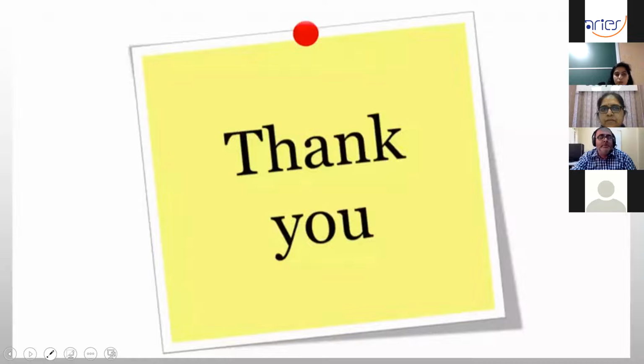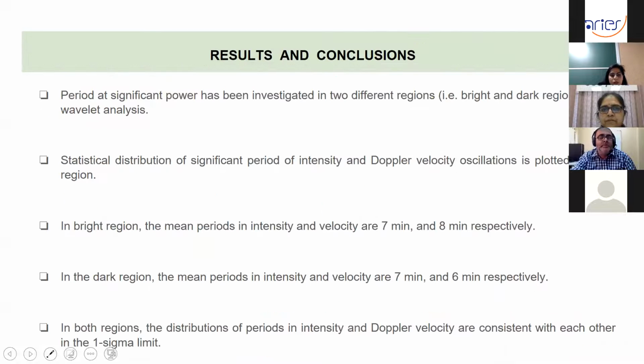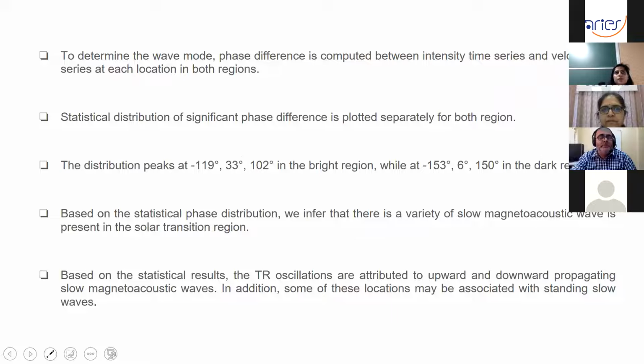Can you go back to your conclusion slide? Yeah, sure. So you find a phase difference of like 150 degree, which is approximately pi. Yeah, pi. And 102 degree, which is approximately pi by 2, 90 degrees. So in one region you find propagating wave, and in the other region you find standing waves.